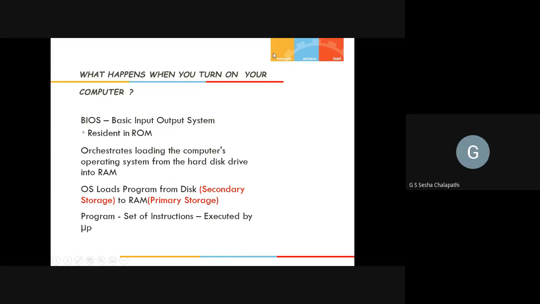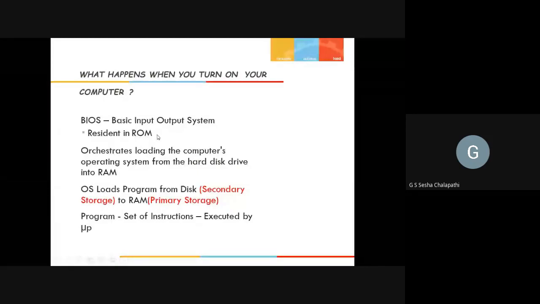Okay, so what generally happens when you turn on your computer? You have heard this term BIOS, basic input output system. So what is a BIOS? BIOS is basically a program which is resident on your ROM. The ROM is a small amount of memory, which stores this read only memory content, and is always resident on the computer.